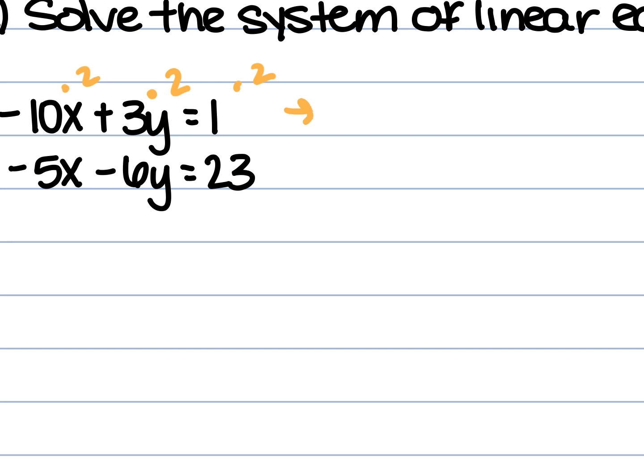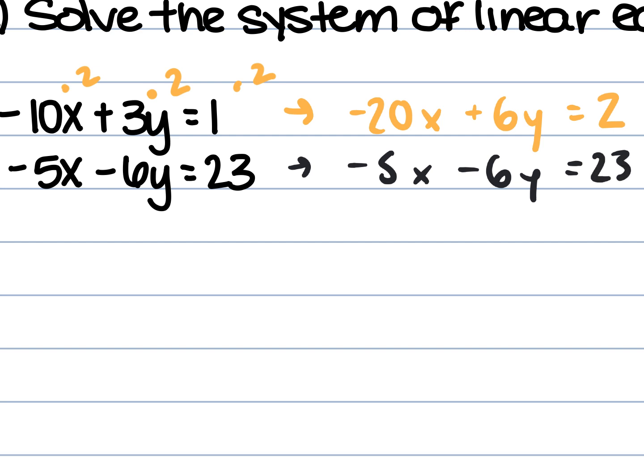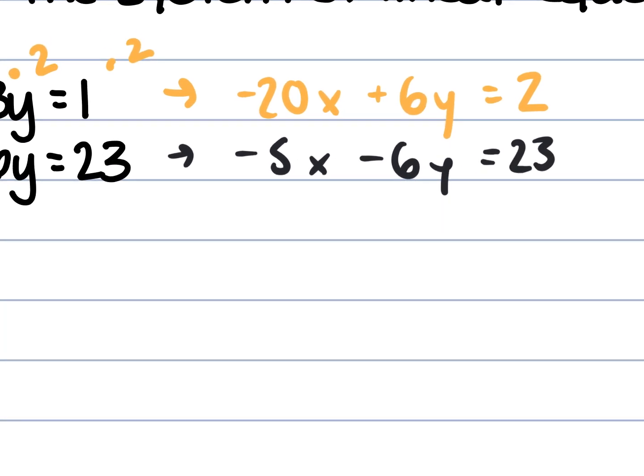So what's negative 10x times 2? Negative 20x. What's 3y times 2? 6y. And what is 1 times 2? 2. My second equation is going to stay the same. I'm just going to rewrite it right below to make it a little bit easier for us to work with. Will my y's cancel out now? Yes. Yeah, I have the same number but opposites. It's exactly what I wanted. So the y's are going to cancel.